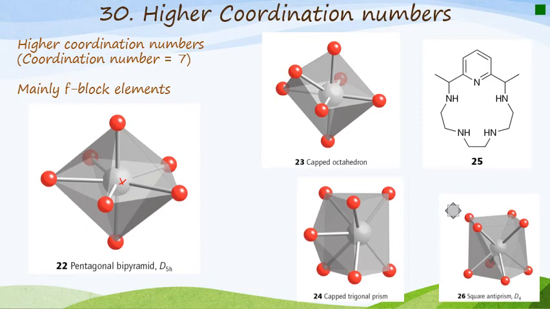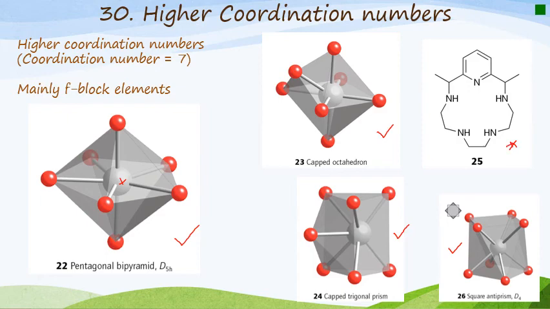So you'll end up with something called a pentagonal bipyramid, which is this example here. You end up something here with a capped octahedron, which is this example here. You then also get a capped trigonal prism, and you also get a square antiprism. Okay, so that's for coordination number 7, and a typical example is given to you in this diagram over here.